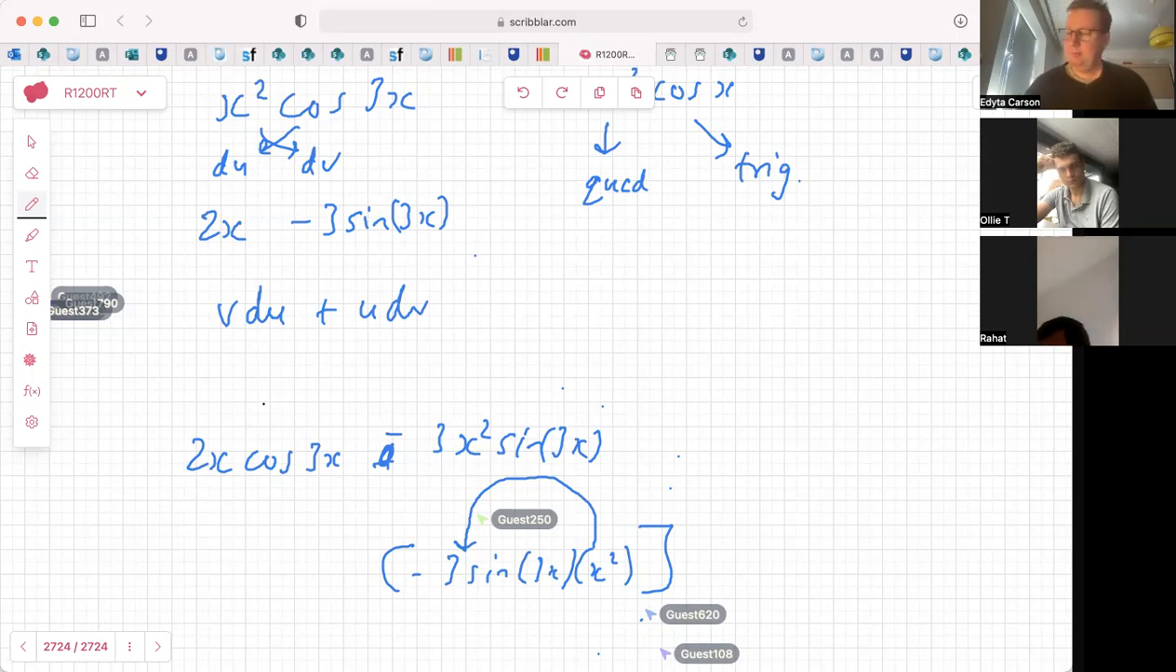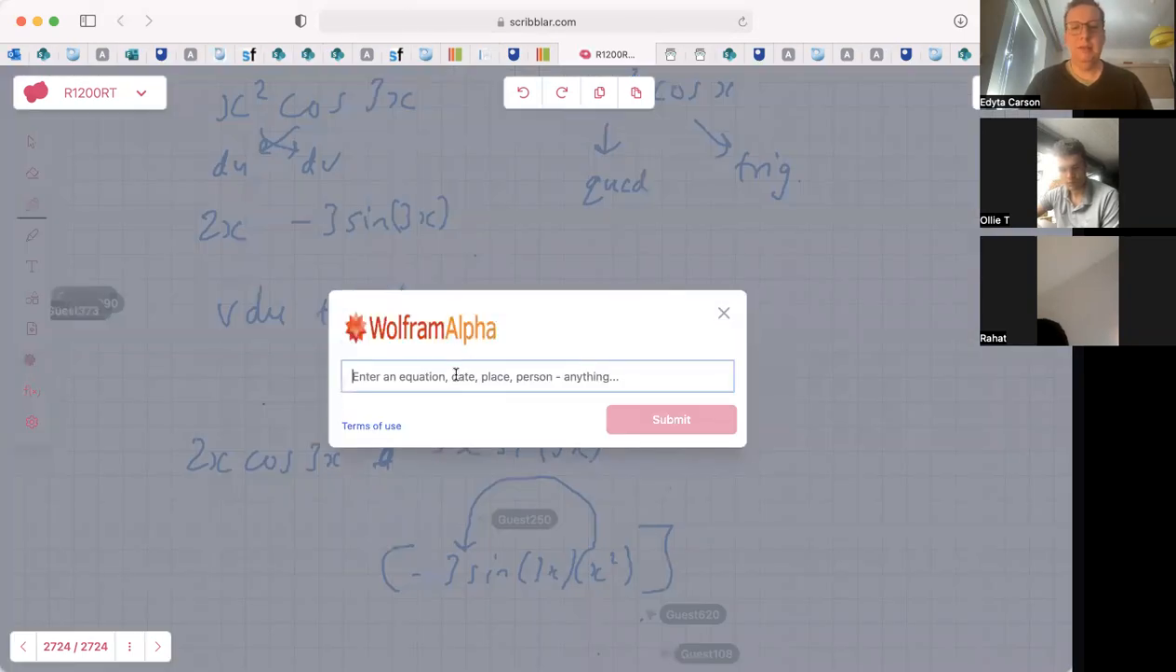Okay, next question. I always like to have a little backup, so let's have a look and see what Wolfram Alpha says. Differentiate x squared cos 3x. I feel like using ChatGPT because that does it all for you. Do my A-level example for me. Differentiate x squared cos 3x.